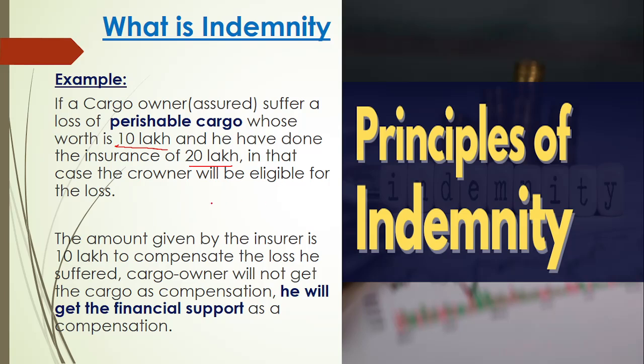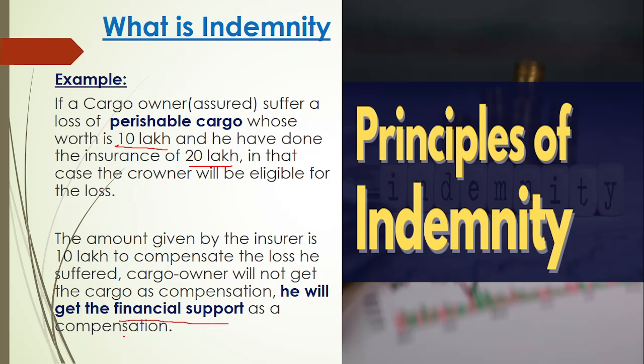So the amount which will be given by the insurer will be how much? It will not be the 20 lakh. It will be the amount of loss which you have suffered, that is the 10 lakh. So the amount given by the insurer is 10 lakh to compensate the loss you have suffered. The cargo owner will not get a profit, he will get financial support as compensation.